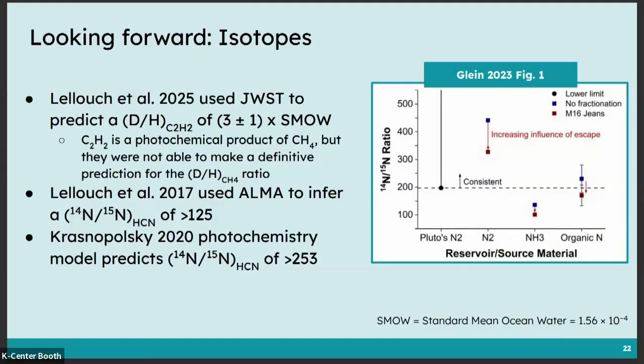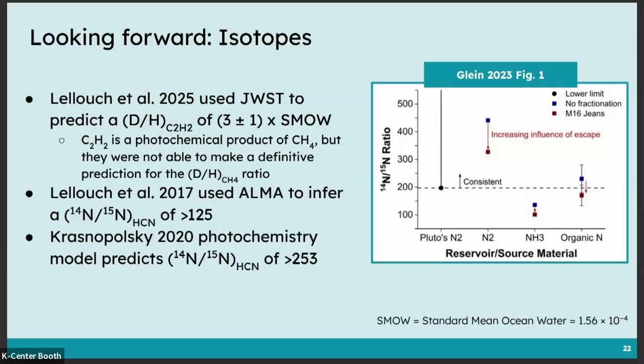And Krasnopolsky has also used his model to understand the nitrogen isotope ratio as well. So there's still a lot more work to do here. I think this is just the start of isotope ratios on Pluto, but as observers continue to make measurements of these isotopic ratios, people like Chris Glein can tell us what that means for the chemical history of Pluto and the material that it started with, and how much has been lost over time. So I think we'll hear more about this maybe in Chris's talk this afternoon, but I might be putting words in his mouth.